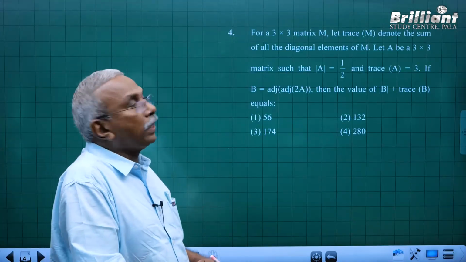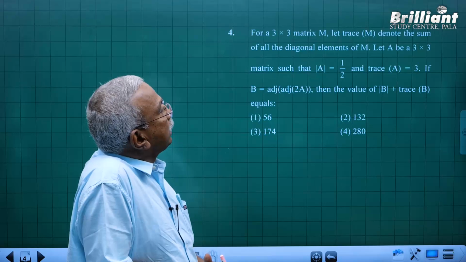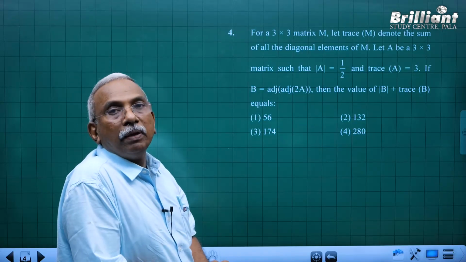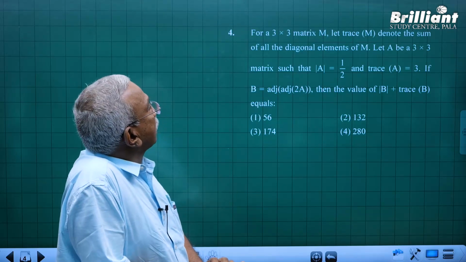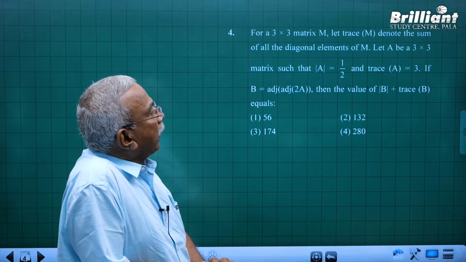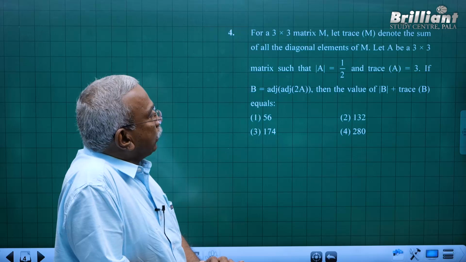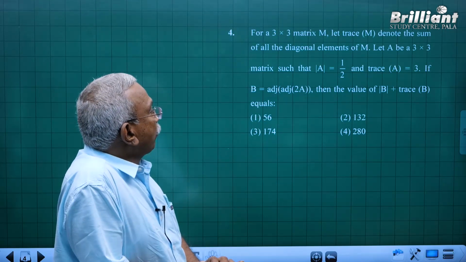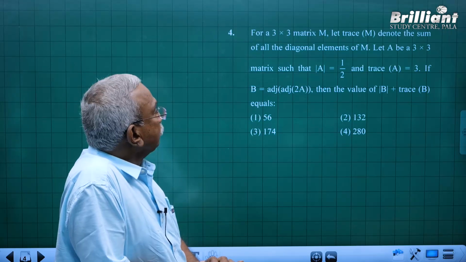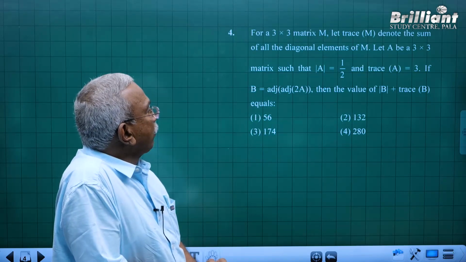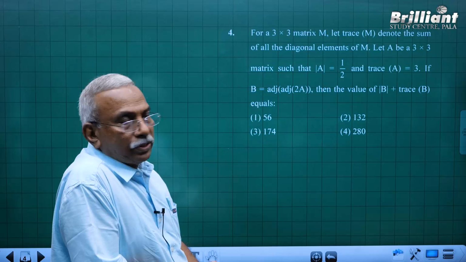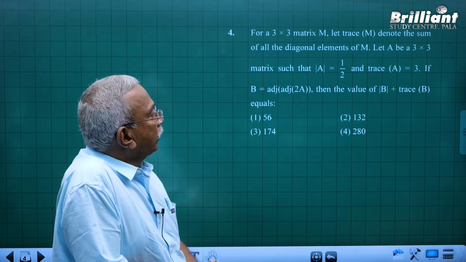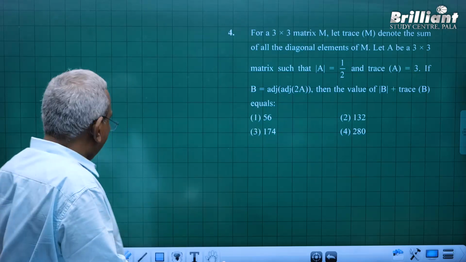Now, for a 3 by 3 matrix M, the trace of M is the sum of the diagonal elements of the matrix. A is a 3 by 3 matrix, determinant of A is 1 by 2, trace of A is 3, and B is the adjoint of 2A. This is actually a very different one, and you want to find the determinant of it. The adjoint of adjoint of 2A. So, we need to find what is A. Look here.